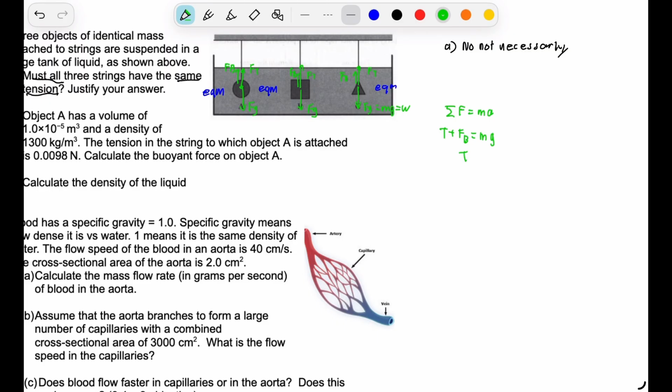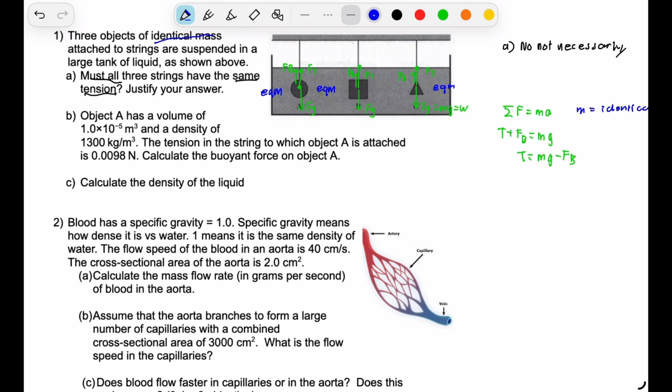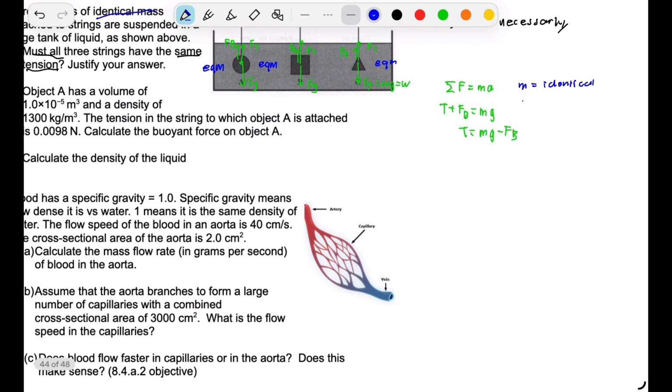So that means that T, your tension, is going to be equal to mg minus FB if you subtract FB from both sides. And we know that the m is going to be identical because it says in the question that we have 3 objects of identical mass attached to the strings. So that means that we have the same weight, since weight is only equal to the mass times gravity, and gravity is constant on Earth and mass is the same.